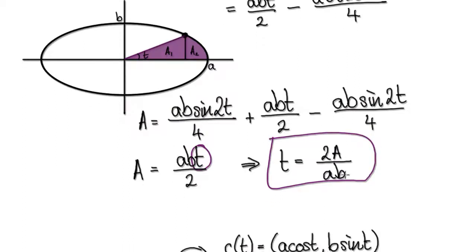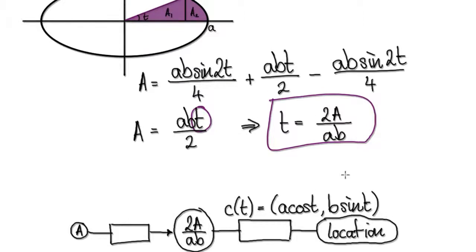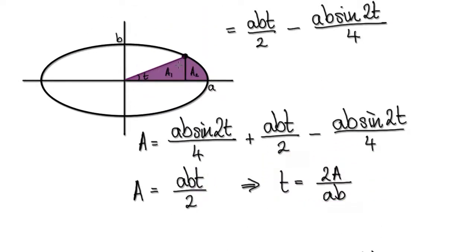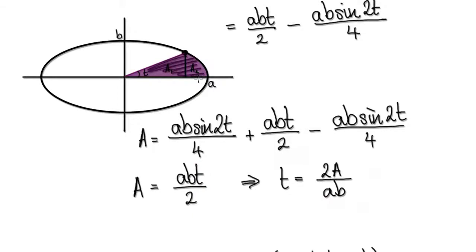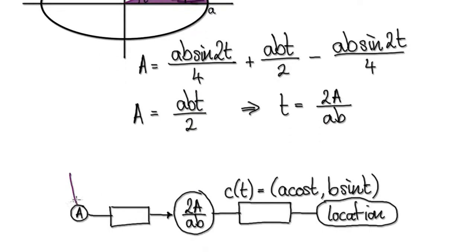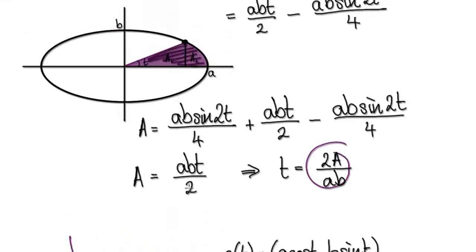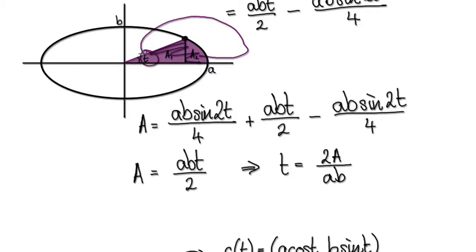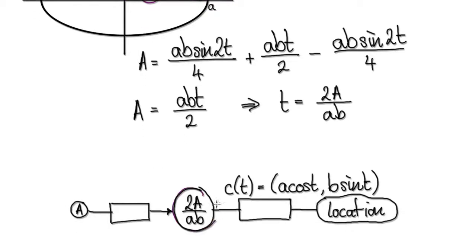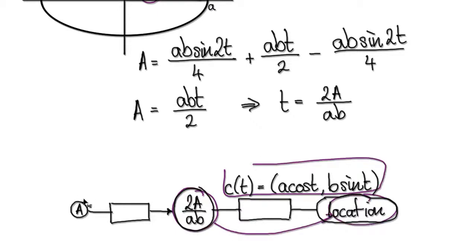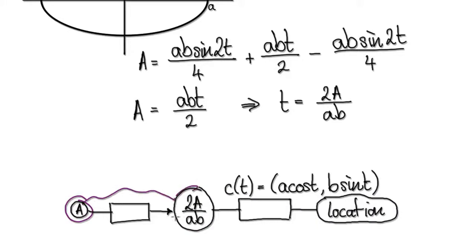So what that means is that if you give me an area, I would then work out T, the angle. And then once I've got the angle, I can make use of this to give you the location. So if you give me an area, I would then work out T, and then I would make use of this to give you your location.